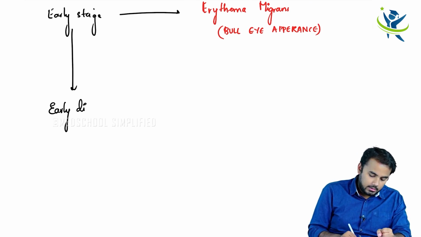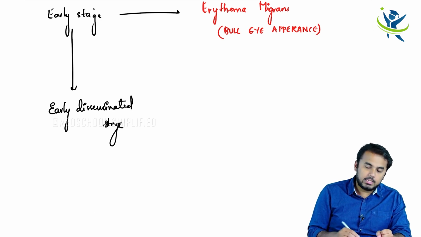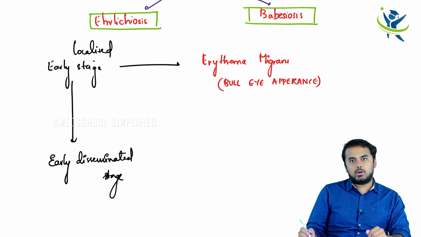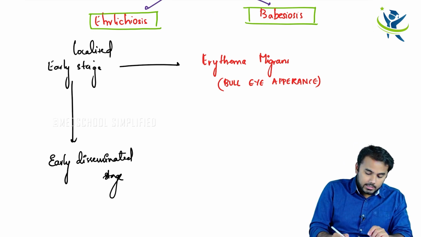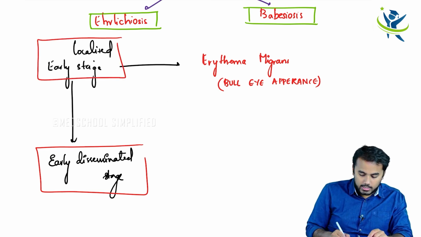The second important stage, after the early stage, is the early disseminated stage. So what was the previous stage, guys? The previous stage was the early localized stage, and this is called the early disseminated stage.